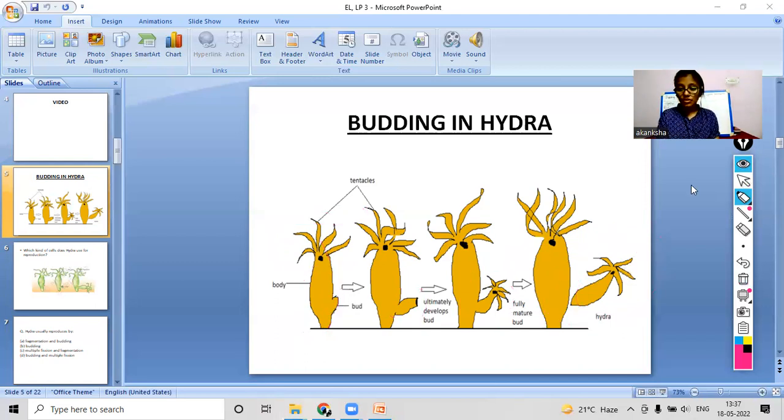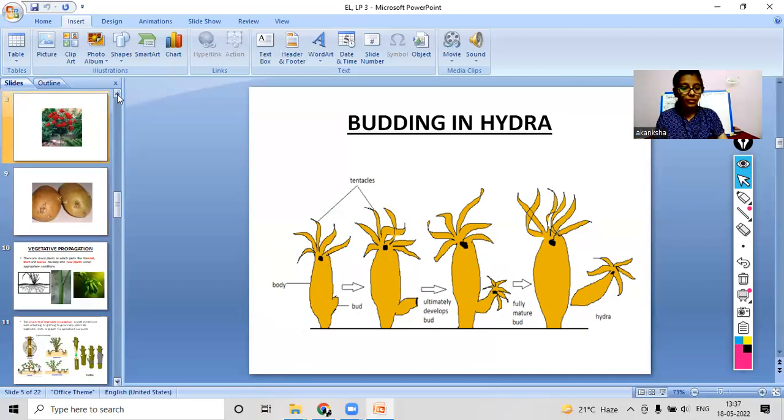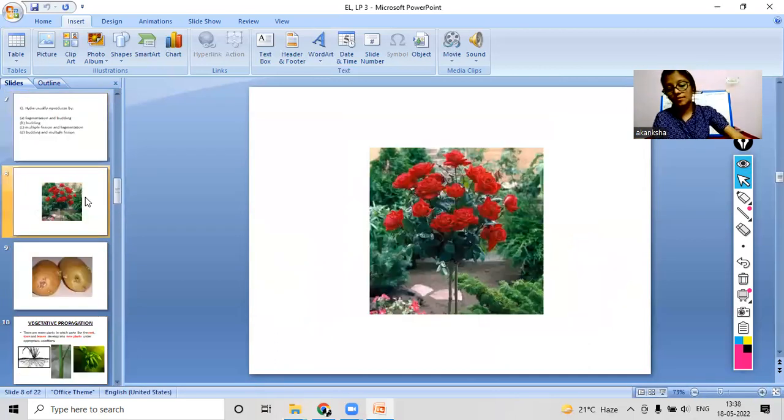So now we will move on to our second module. Now you all must be excited, right? Like what we are going to study. Okay, so there is a picture in front of you. You have to identify what you can see in this picture, by which method this plant is growing, and by which method we grow this plant.